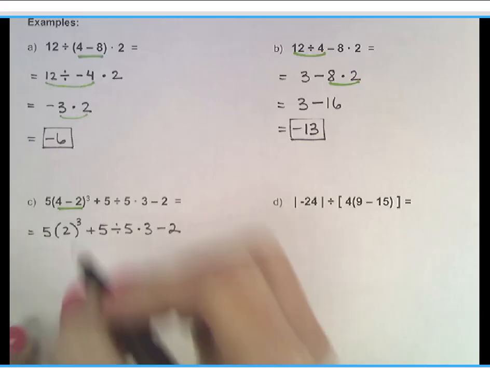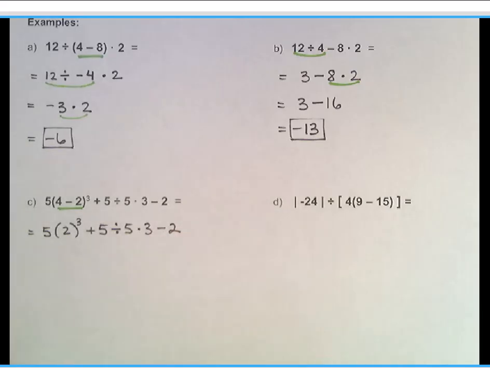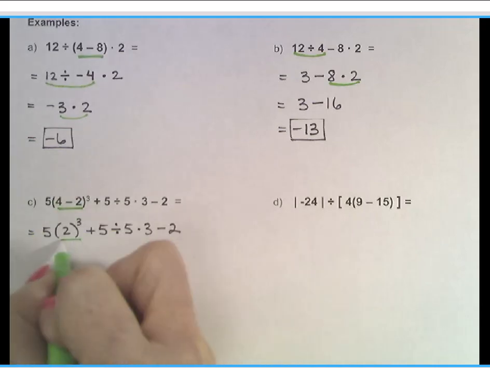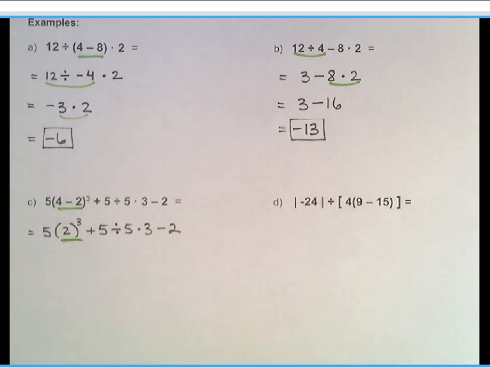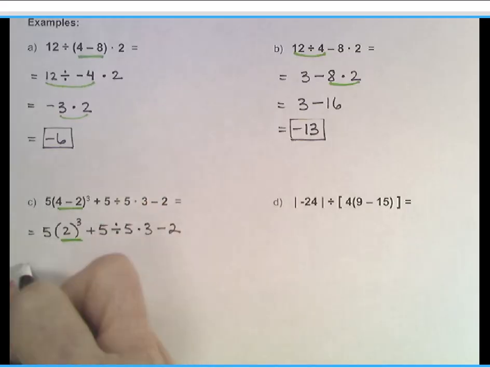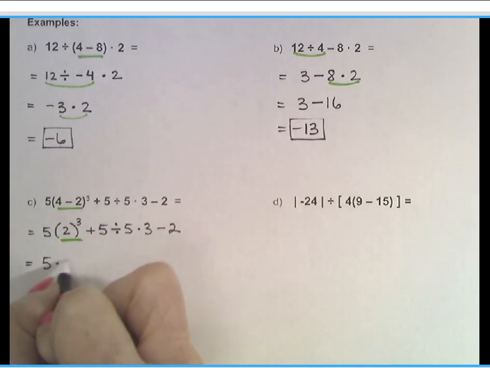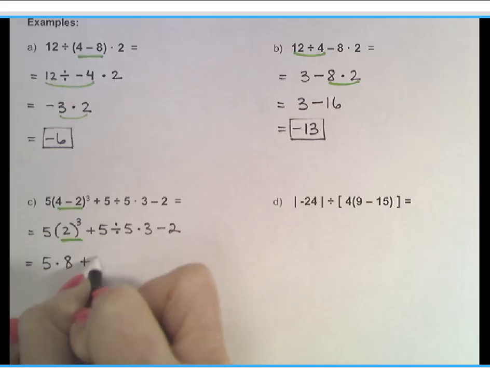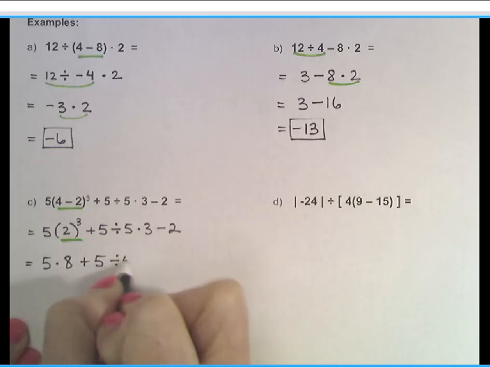And sometimes mistakes are made on the recopying part, so be careful when you recopy. Now I know I still wrote parentheses there, but that's because of the exponent. So what I'm going to do next is this exponent portion. 2 to the third power is 2 times 2 times 2, which is 8. So what I have is basically 5 times 8, and then I just recopy the rest.